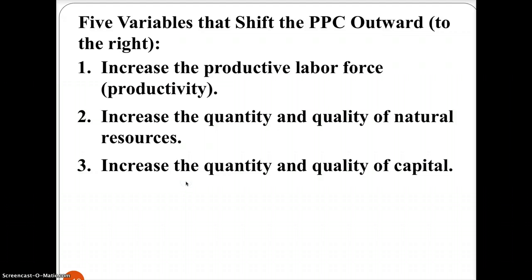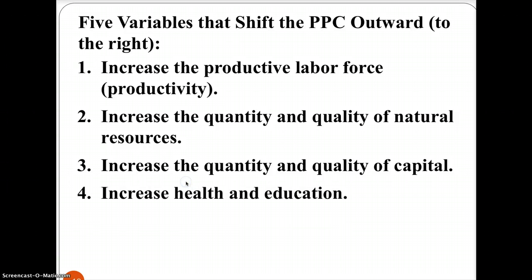An increase in the quantity and quality of capital. Remember, when we're talking about capital, we're talking about factories, tools, and so forth. More capital, more economic growth, and the production possibilities curve shifts to the right. An increase in health and education. If people are healthier or better educated, they're more productive, there's long-run economic growth, and the production possibilities curve shifts to the right. More technology means more productivity. There's more long-run economic growth, and the production possibilities curve shifts to the right.